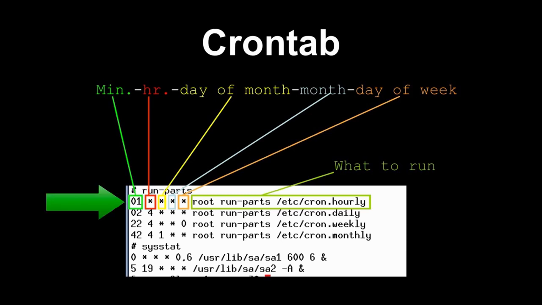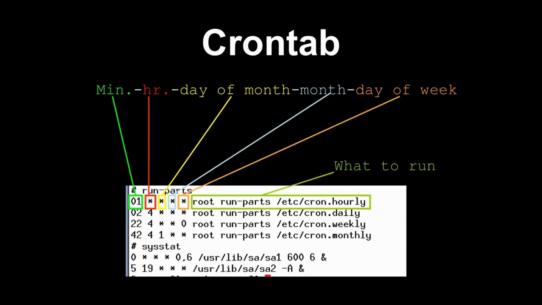And so if you look at this first example I've got, you'll notice that this runs at minute 1. So this would run at 12:01, 1:01, 2:01, 3:01, 4:01, 5:01, and so on. It runs every hour. Asterisk in this case is a wild card. It runs every day of the month. It runs every month, and it runs every day of the week.